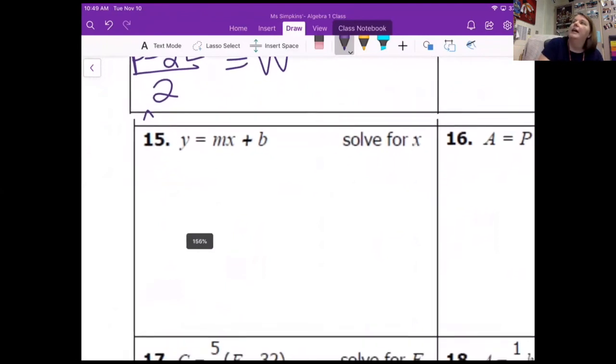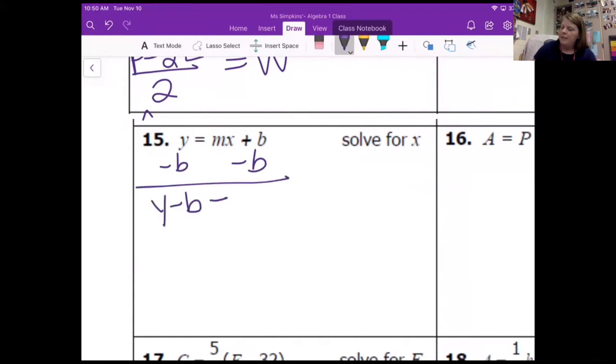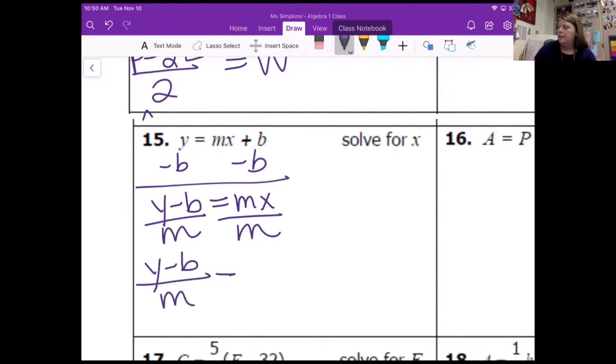We're trying to solve for x. So right now, x is being multiplied by m and added by b. So let's do the opposite. The opposite of plus b is minus b. So we have y minus b equals mx. And then we want to divide both sides by m. So y minus b over m is going to equal x.